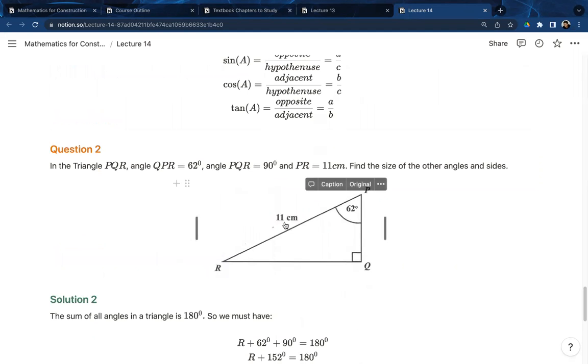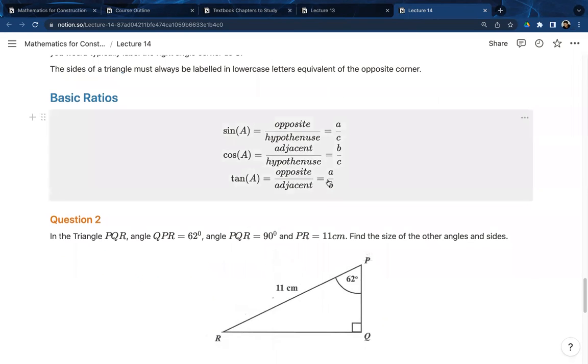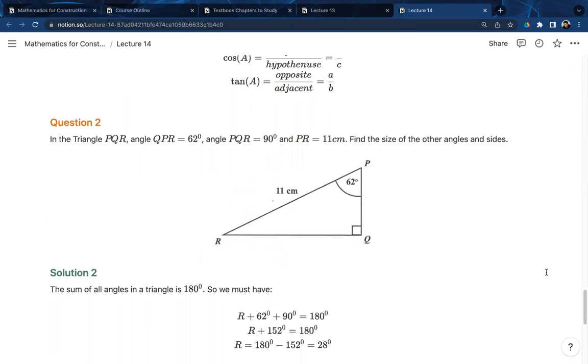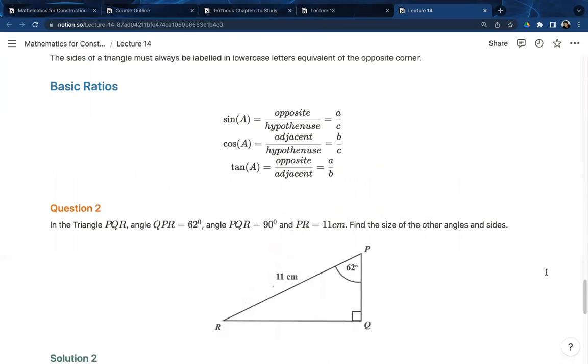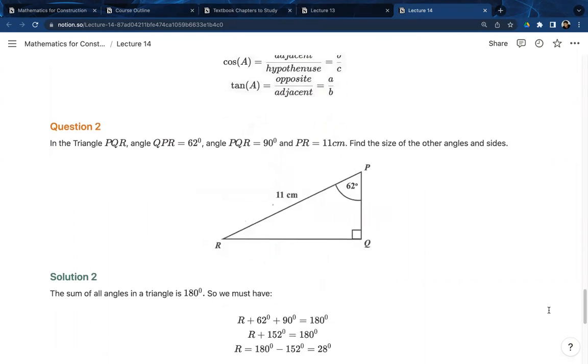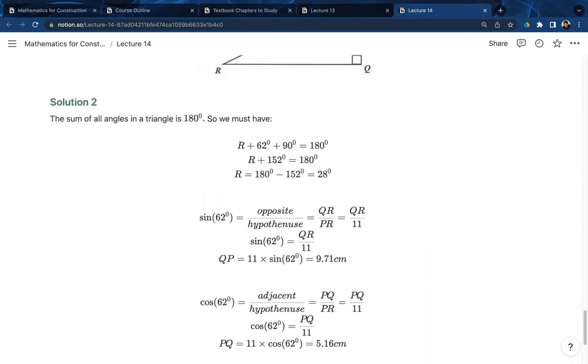If instead 11 was the bottom side, QR, and this is 62, then we have the opposite. So I'm dealing with sine and tangent. Those are the only two ratios that have opposite. So people ask the question, how do you know which ratio to use? It depends on what you have. Look at what you have. I wouldn't use tangent if I have the hypotenuse, because tangent has no hypotenuse inside it. That can help. You use the information you have. I hope this makes sense.